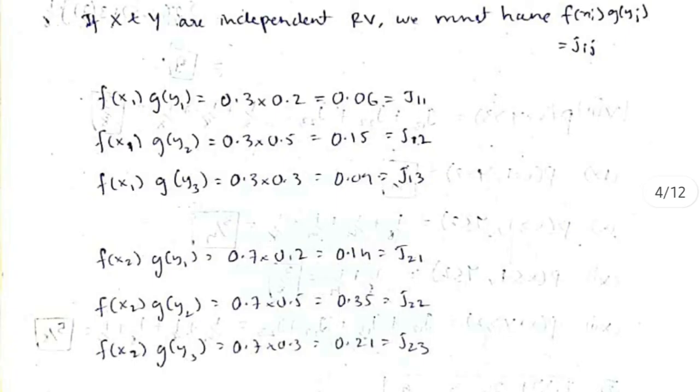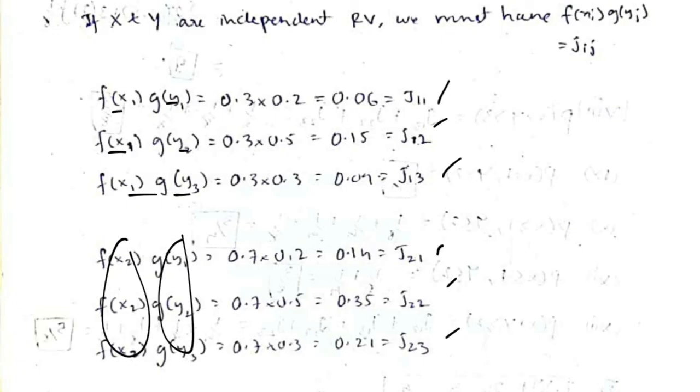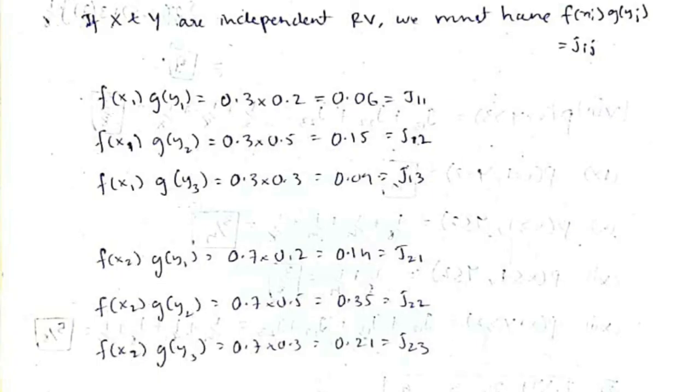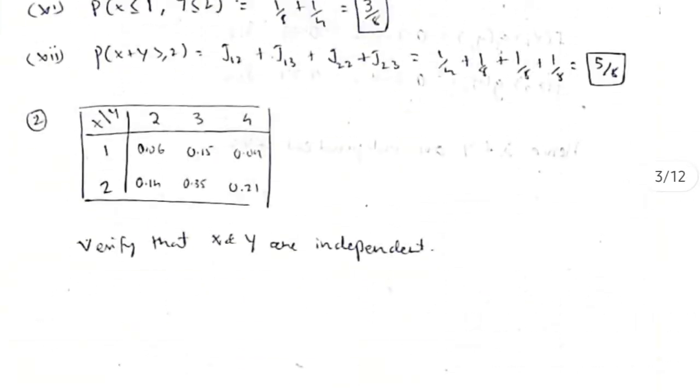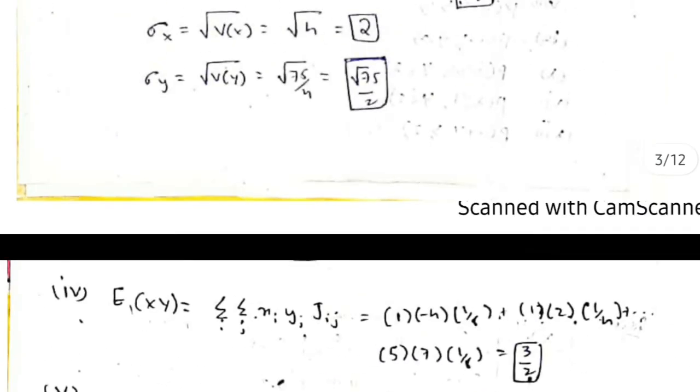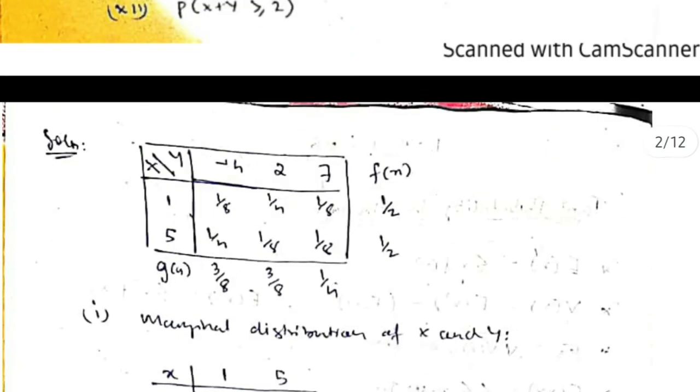So f of x1, g of y1, x1 with y2, x1 with y3, like that, same for x2 also. Then we will check with the corresponding j values; we should get all the same values. Then only will we write those as independent. That's it under this topic. Maybe more questions could be asked which I didn't cover in this video, but mostly these questions are asked. So practice this very well and go.